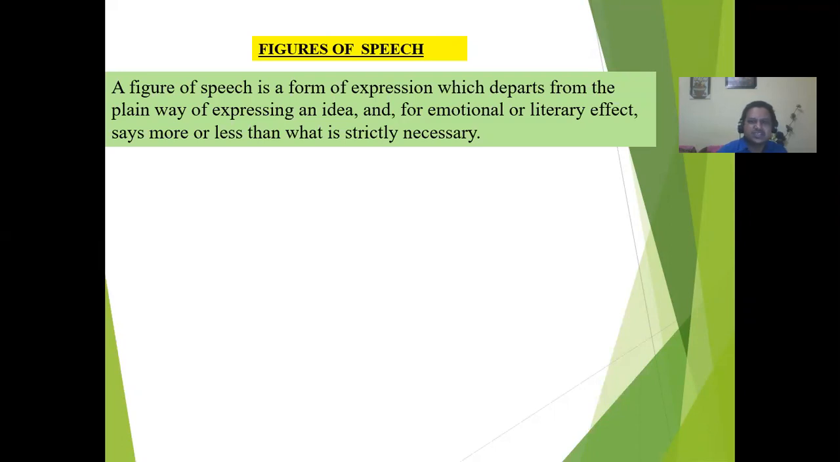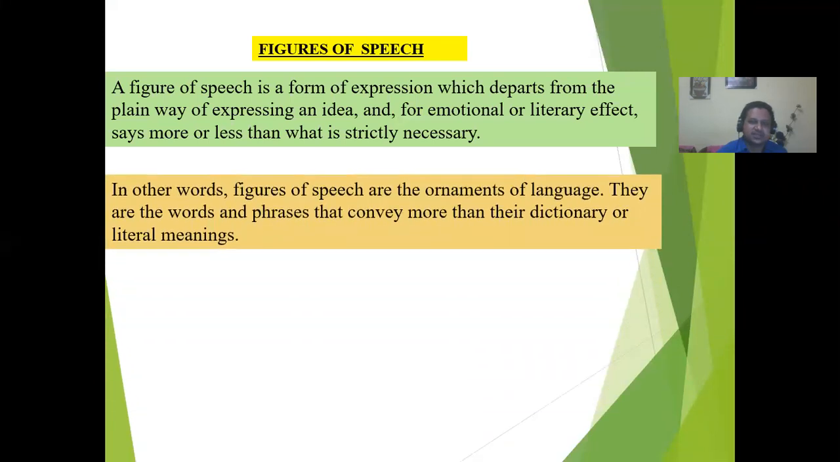A figure of speech is a form of expression which differs from the plain way of expressing an idea and, for emotional or literary effect, says more or less than what is strictly necessary. In other words, we can say figures of speech are the ornaments of language. They are the words and phrases that convey more than their dictionary or literal meanings.